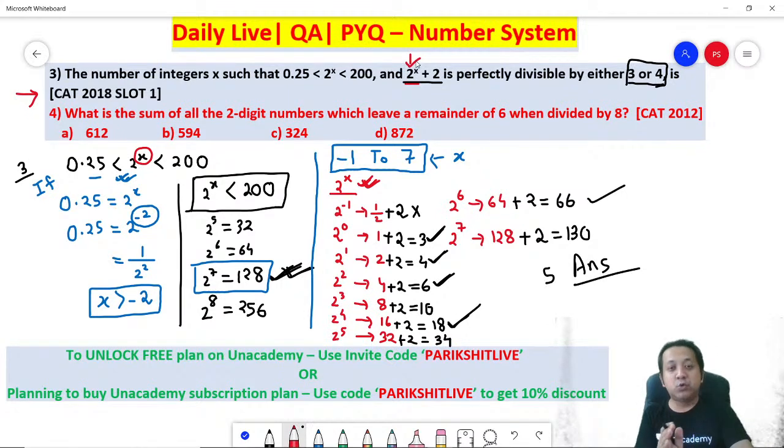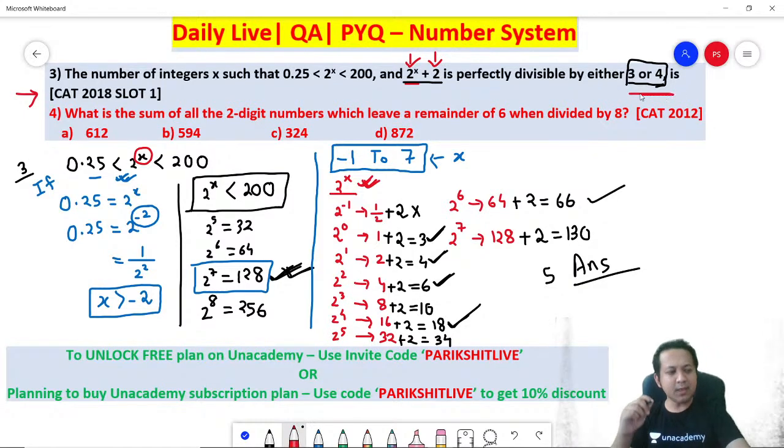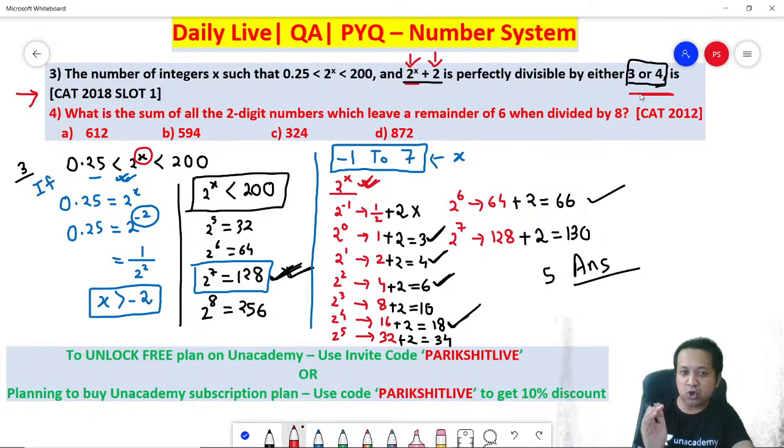Moment I calculated 2 to the power x, the third and the last step was I added 2 to it so as to make it same as per the question. Remember, the question wants me to determine 2 to the power x plus 2. So I added plus 2 and then I found out all terms which were divisible by either 3 or 4. Get it? It's a very, very easy one provided you use your common sense in the exam. Correct? Okay, question number 4, I will come back. Question number 4, we will do it.